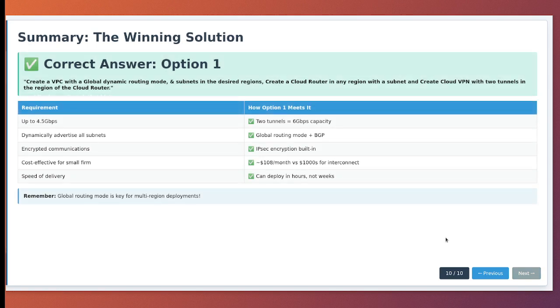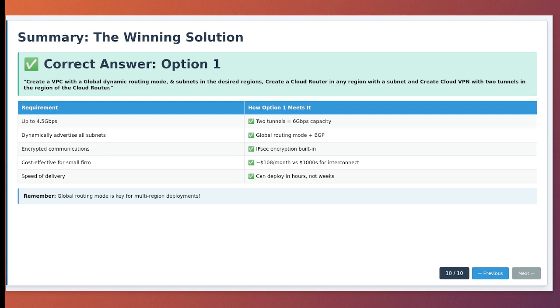To conclude, let's review the key takeaways from our analysis. After analyzing all the options, option 1 emerges as the best solution. This approach involves creating a VPC with a global dynamic routing mode and subnets in the desired regions. You would then create a Cloud Router in any region with a subnet, and finally, a Cloud VPN with 2 tunnels in the same region as the Cloud Router. This option successfully meets all requirements.